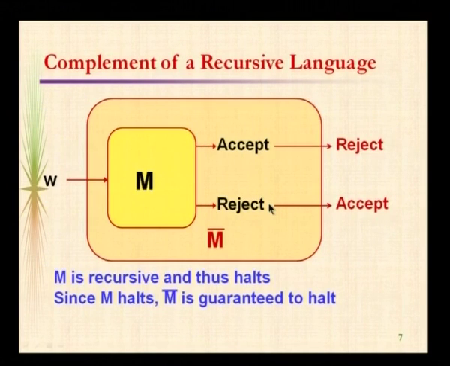Now using this concept, we can make use of the recursive language to prove that the complement of a recursive language is also a recursive language. First you should know the meaning of the complement of a language. Given L is a recursive language over some alphabet sigma, sigma star minus L, that is, the set of all strings over the alphabet sigma minus everything in L, is called L's complement.